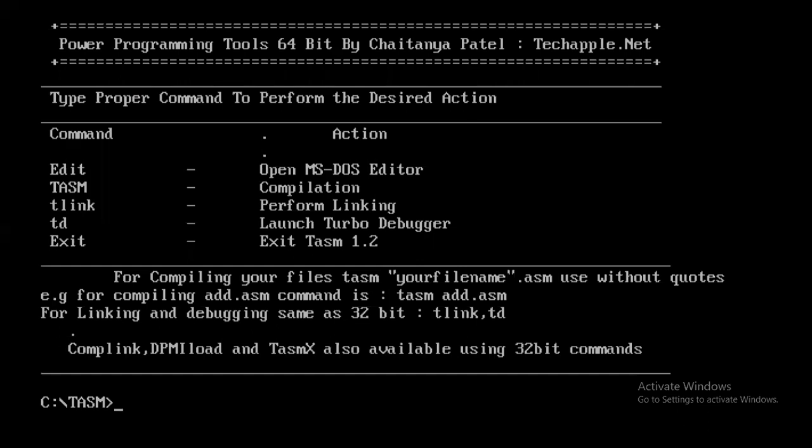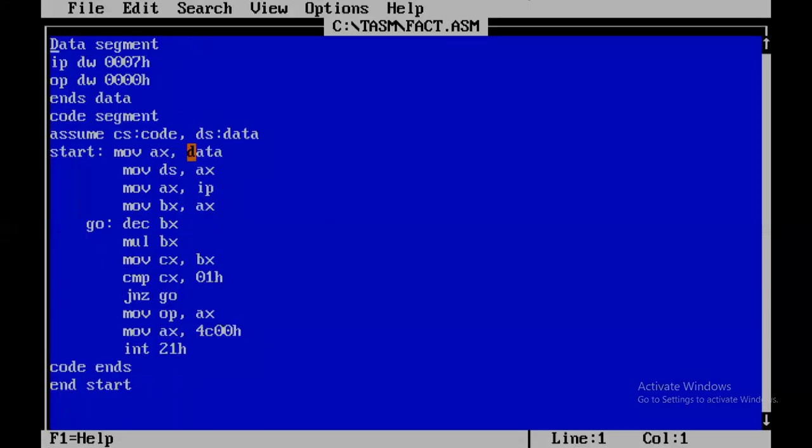Who have done it is well and good, and who have not done it, please all of you carefully observe the screen. Okay. So for that program, first edit the file. I have given this program the name factorial, fact.asm. The name of the editable file is fact.asm. So this is the program that I gave you.